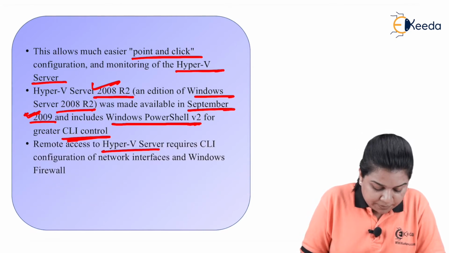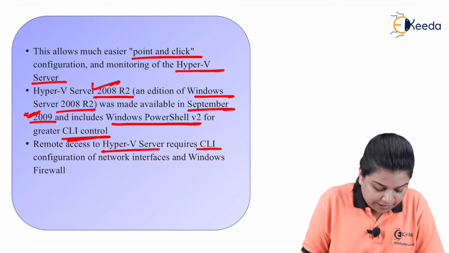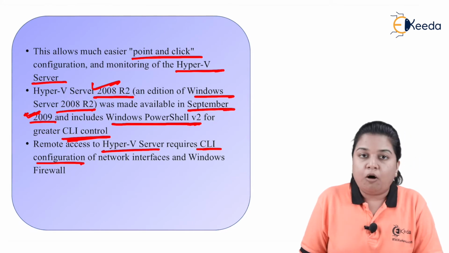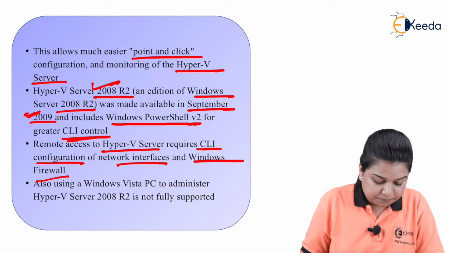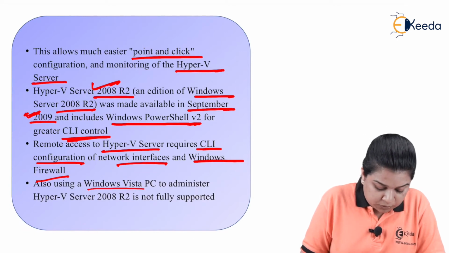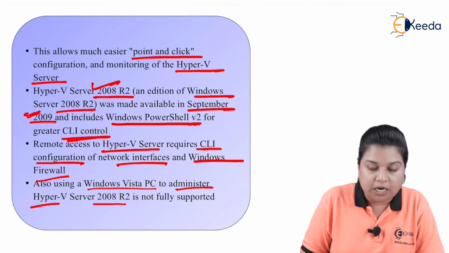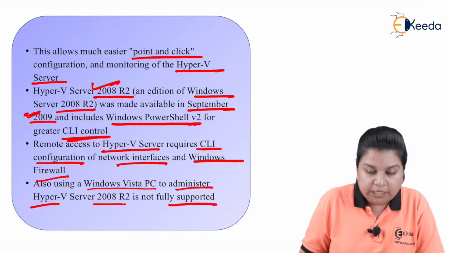Remote access to Hyper-V server requires command line interface configuration of network interfaces and Windows firewall. Also, using a Windows Vista PC to administer Hyper-V Server 2008 R2 is not fully supported.